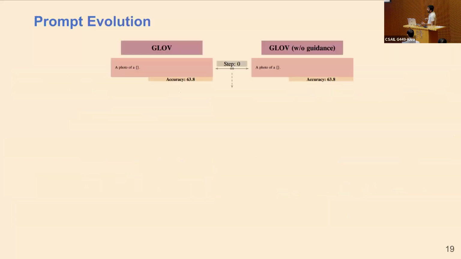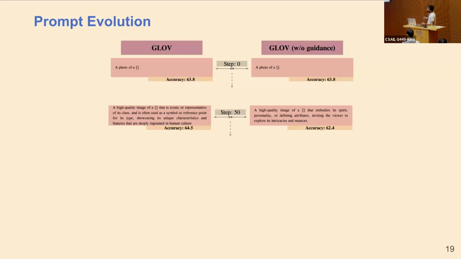benchmark. Okay, so this is the prompt evolution. We start at step 0 with "a photo of a". On the left, this is the GLOV with guidance, of course, and this is the GLOV without guidance.